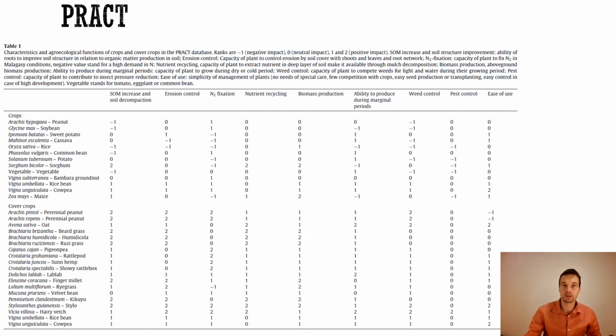Each plant and each cropping system is characterized by a level of production. Agroecological functions include improving soil structure, increasing soil organic matter content and production of biomass, nitrogen fixation and nutrient acquisition from deep soil horizon, weed and pest control, and ease of management. Crops are ranked for each of these parameters.